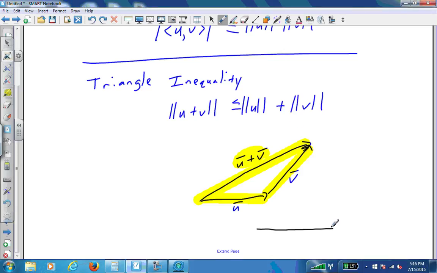Notice if U and V were in a straight line, then if I took the length of U plus the length of V, that would be the same as the length of U plus V. But otherwise, if they're not in a straight line, then this length plus that length will always be more than the resultant.